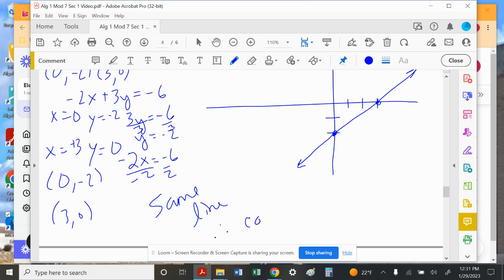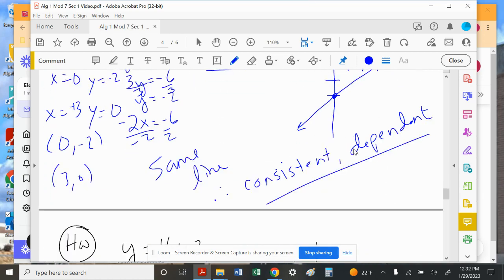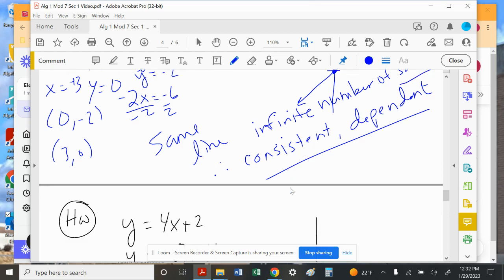Therefore, they are consistent, but they are dependent. Dependent means they're the same line. So that's what I have, and that's what it's asking for: determine the number of solutions. Since they are the same line, we know that they have an infinite number of solutions. That's just a shortcut for writing solutions, and that's that problem.